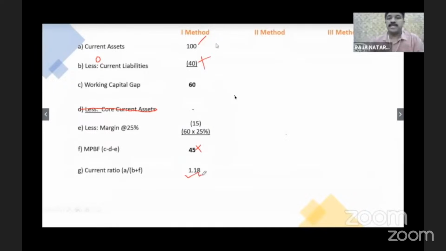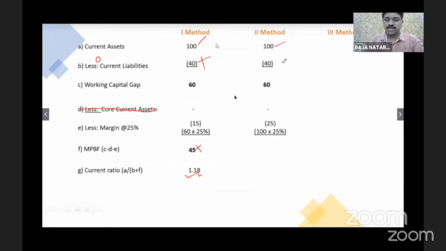Then what does the second method say? Let's see. In the second method also, current asset is the same 100, other current liability is 40. There is a gap of 60. This is the working capital gap. Now the question is how this working capital gap should be funded. As per the second method, the promoter should bring in 25% not of the working capital gap but of the current asset. So this is current asset 100 into 25%. That should be the margin contribution by the promoters. So 100 into 25% gives you 25.